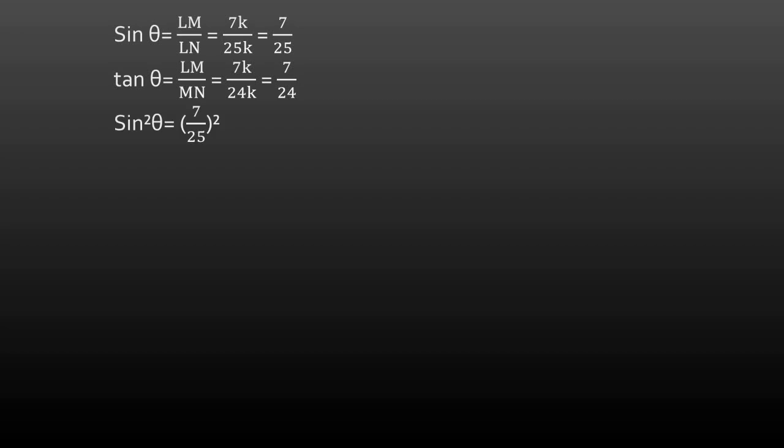Now the next step is to find the ratios of sin square theta and cos square theta. So sin theta is 7 upon 25. We are going to find the square of 7 upon 25. So we get sin square theta is equal to 7 upon 25 whole square. 7 square we know is 49 and 25 square is 625. So sin square theta is equal to 49 upon 625.